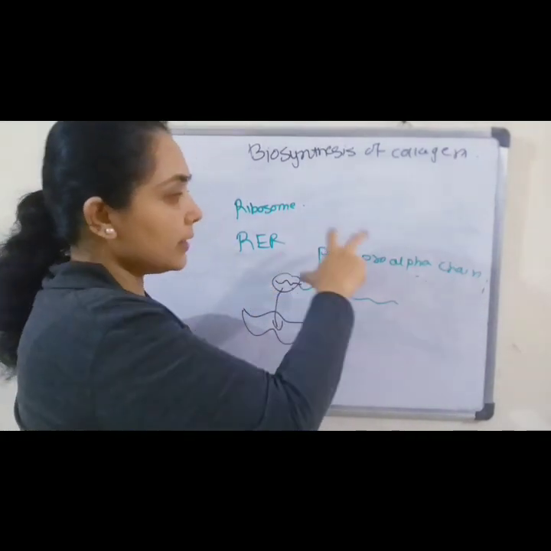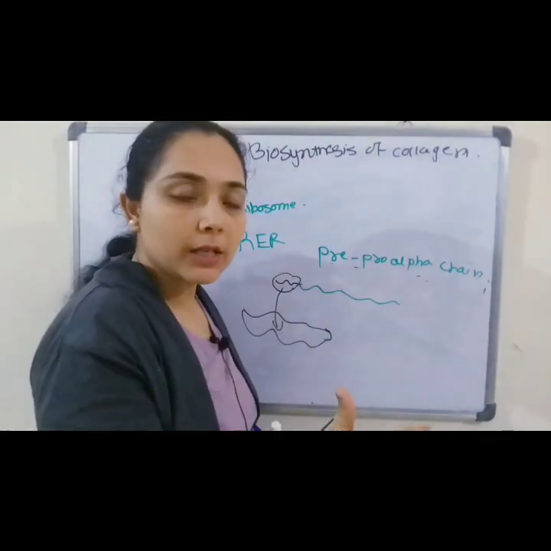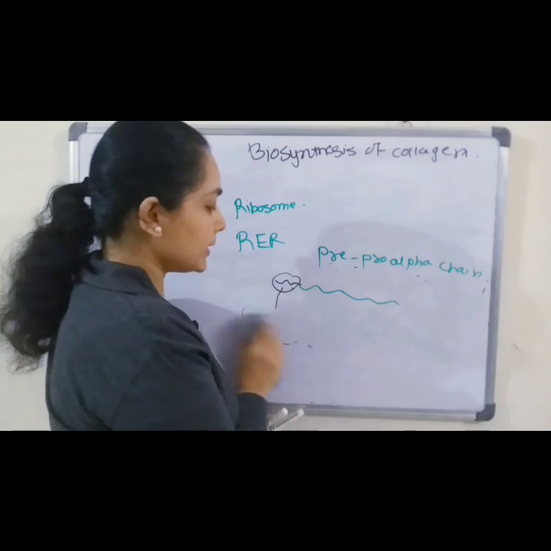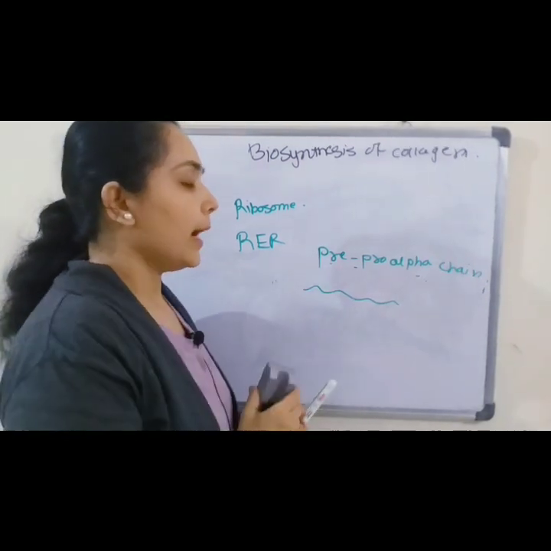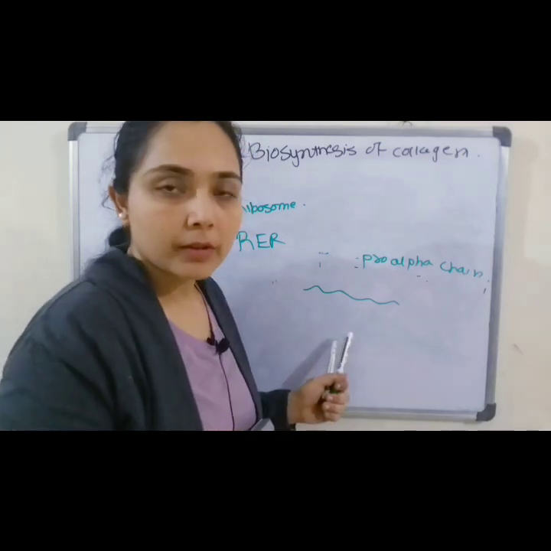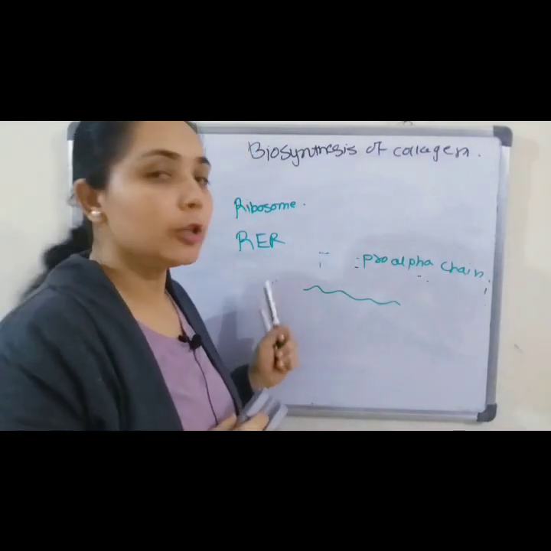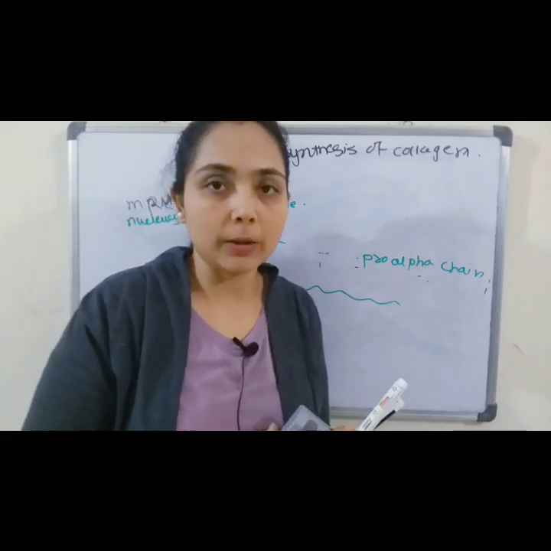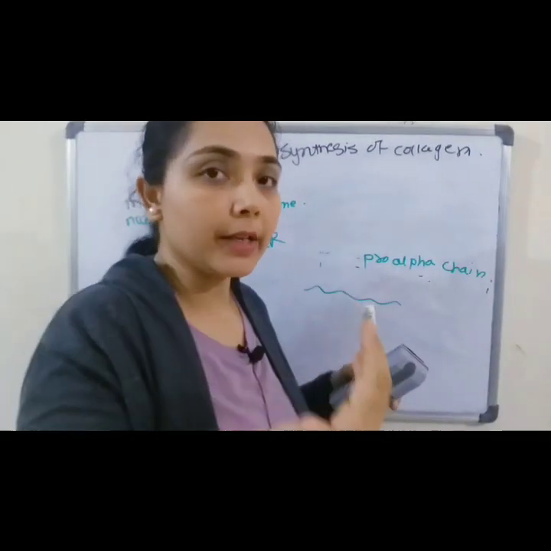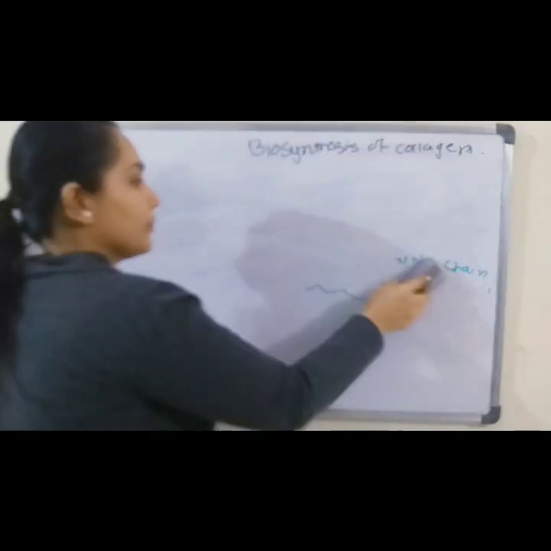Once this pre-pro alpha chain enters into the lumen of the rough endoplasmic reticulum, this signal peptide will be removed by the enzyme signal peptidase, and the remaining we will get is a pro alpha chain. This pro alpha chain, before forming the triple helix, will undergo various chemical modifications that we will see.